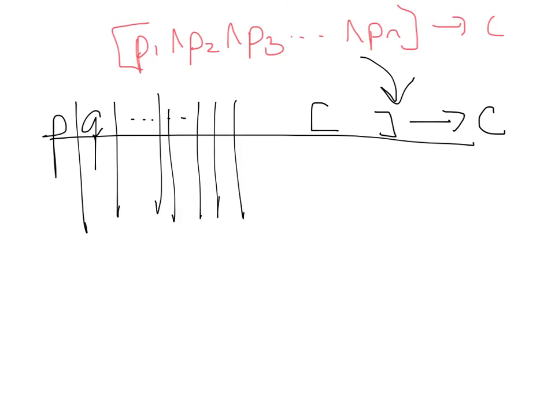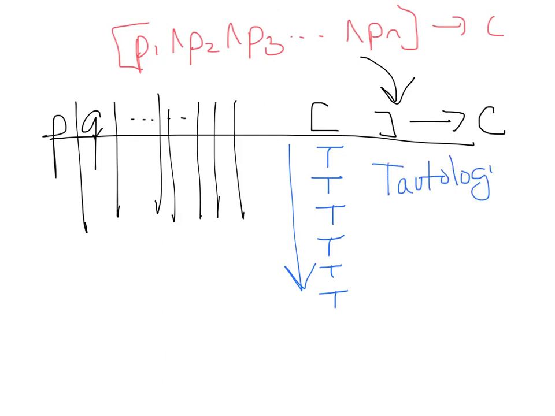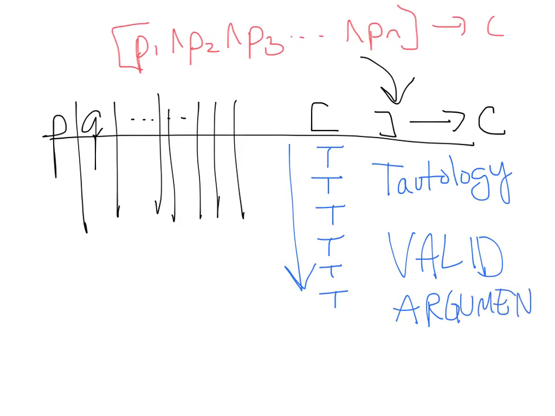So here's the idea. When we have all of our truth values in this column, what we are looking for is we are looking for all of them to be true. If they are all true, then this is called a tautology, and the argument is a valid argument. All it takes is for one of them to be false to make it an invalid argument.